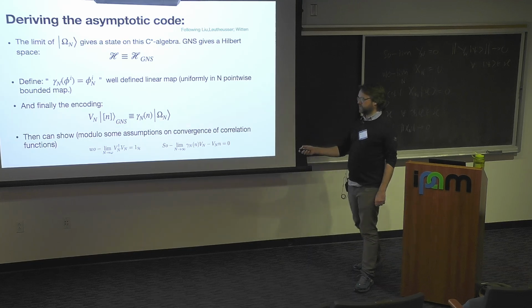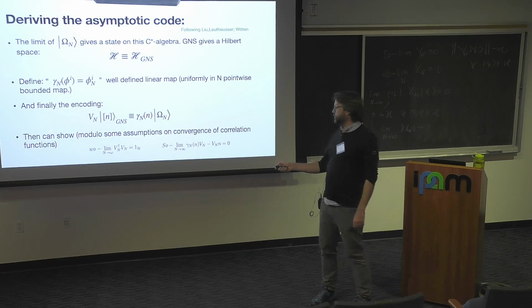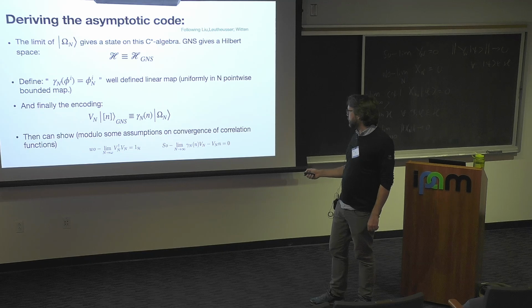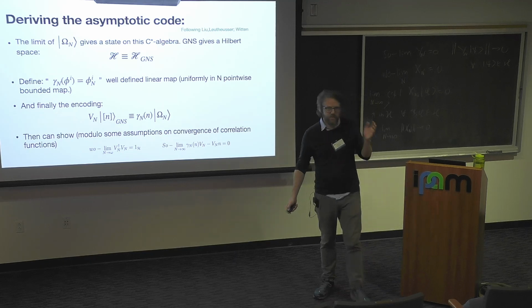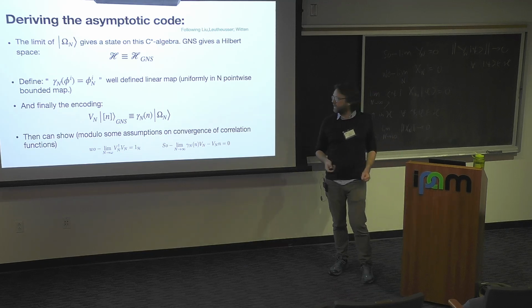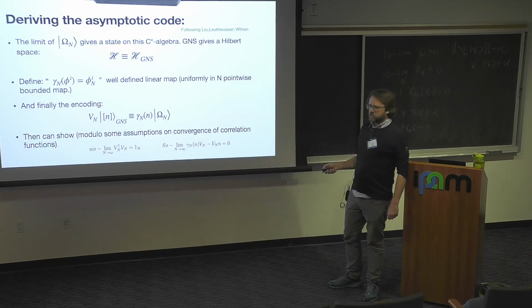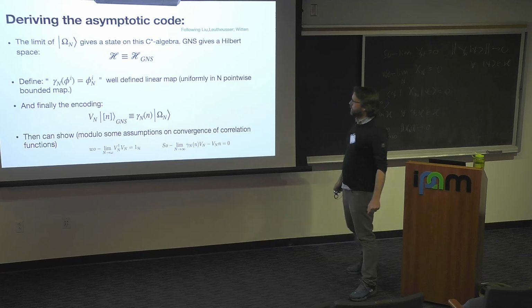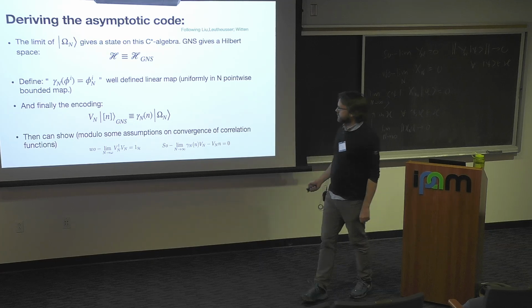And modulo some assumptions on the convergence of correlation functions, you find these weak operator limits and these strong operator limits that I was discussing before. Gamma n then behaves a little bit like these reconstruction maps, beta n. It's not exactly a reconstruction map. It's not unital completely positive. But it turns out it doesn't matter. You can still do a lot of things with them.